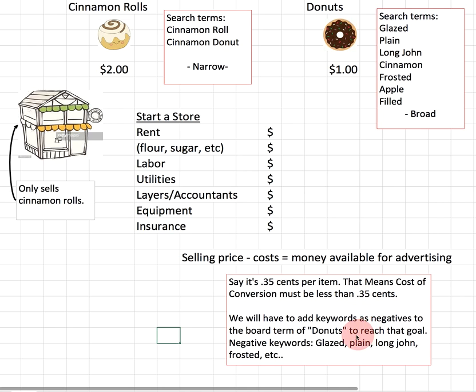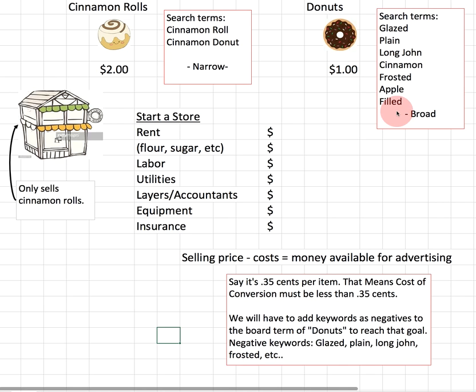So we've got to add some negatives if we're going to use the broad term of donuts, and it's very tempting if you had a cinnamon roll store to try to capture a bigger audience by using the term donut. And if we did, we're going to have to really make sure we add some negatives to that. And our negative keywords would be glazed, plain, Long John, all of these things that we discovered don't convert when they hit the store.